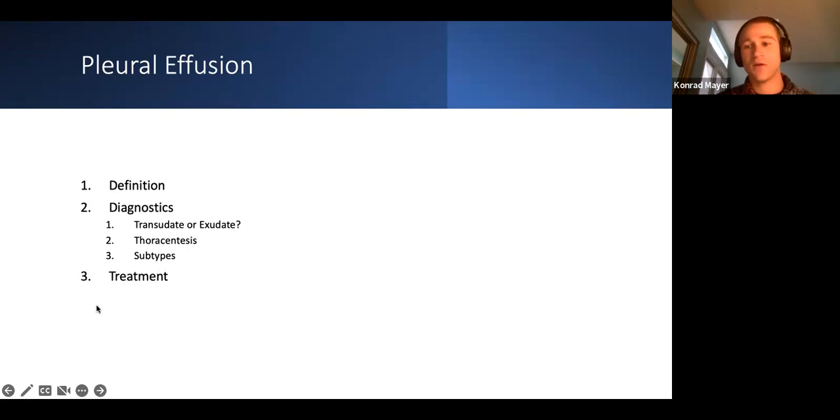But I think I'll walk you through three general approaches to treating pleural effusion. So without further ado, let's continue to the definition.